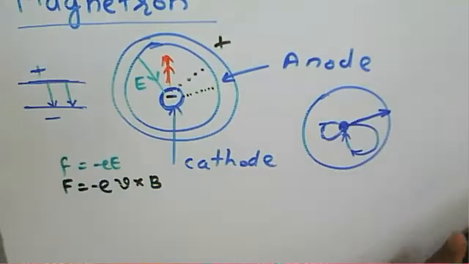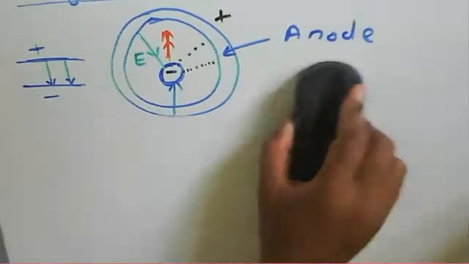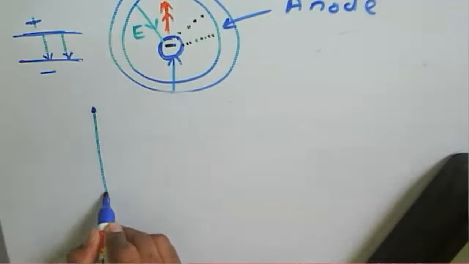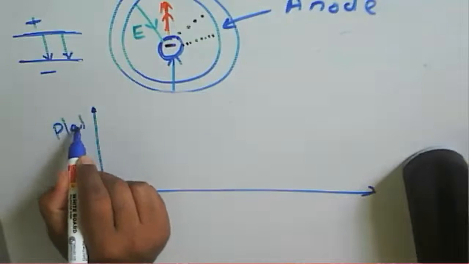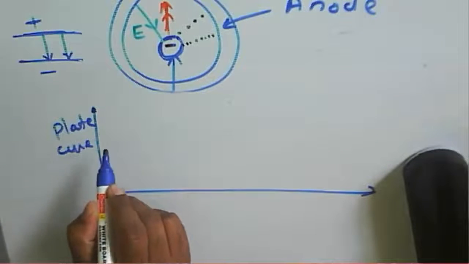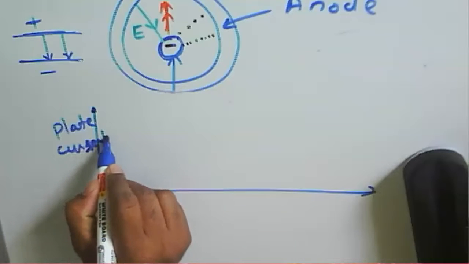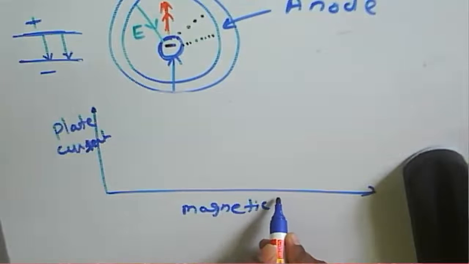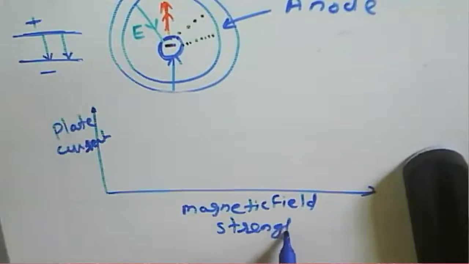Now we consider the relation between the magnetic field and this particular plate current. This axis is the plate current, and this one is the magnetic field strength. Now what happens here?